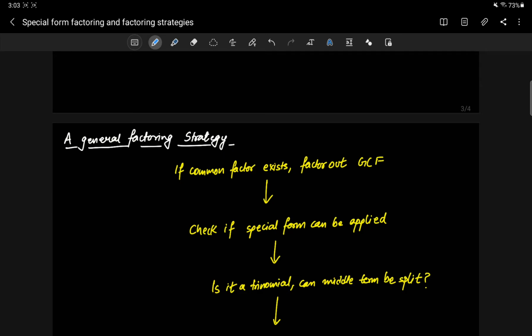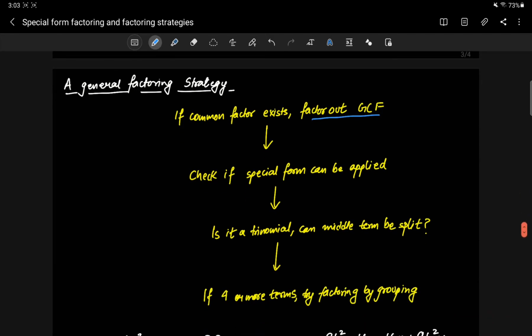But you can still form somewhat meaningful steps, I guess, and that's what I'm trying to do here. In this structure, I'm calling it a general factoring strategy. So the first thing is, if a common factor exists, then you try to factor out the GCF. This is always good because, let's say you have a number that multiplies everything. It sort of simplifies everything. So that kind of helps.